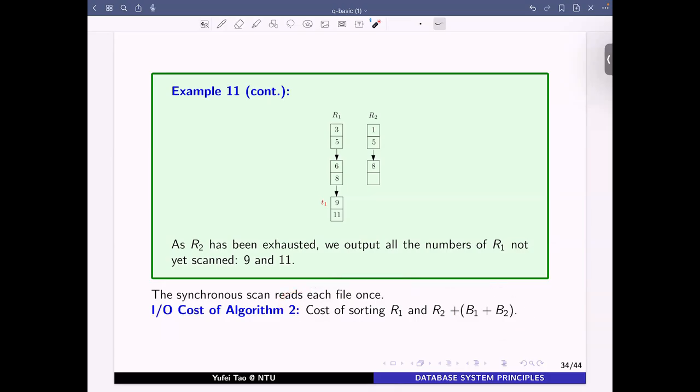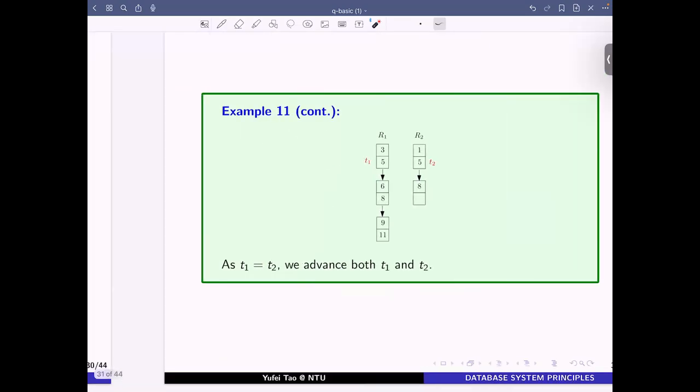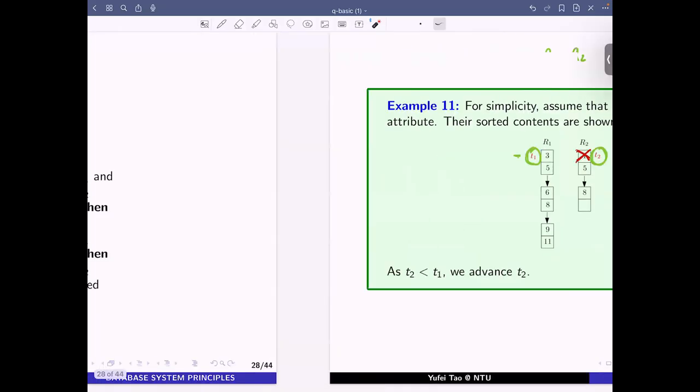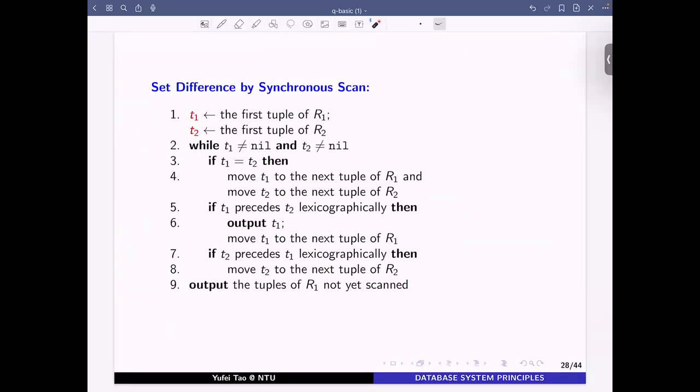All right, so you know me, I will always have to go back to the formalization because examples are always special cases. So here, let's quickly look at the pseudocode. The pseudocode should make a lot of sense to you now. As you can see, T1 and T2 are the two pointers. And this while loop basically says you have not exhausted R1 and R2. As soon as one relation has been exhausted, you drop out of this while loop.